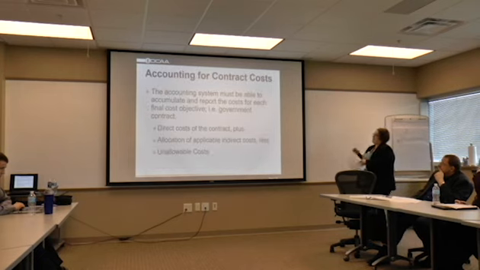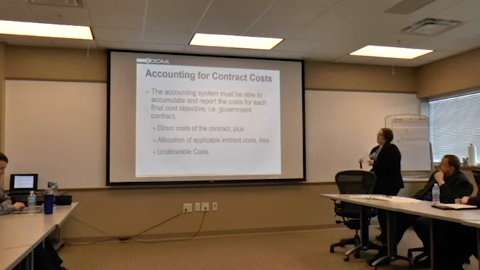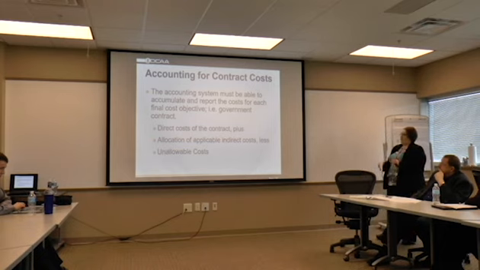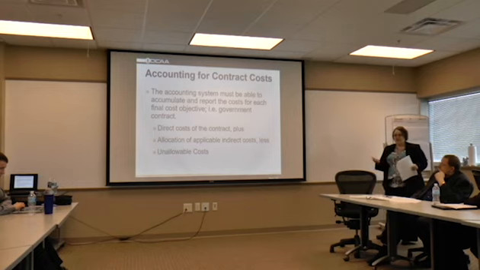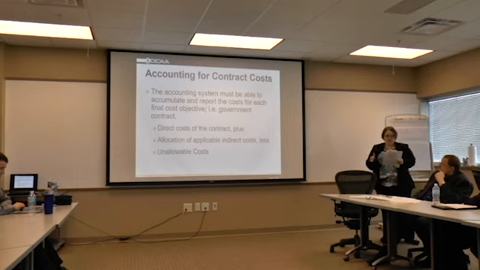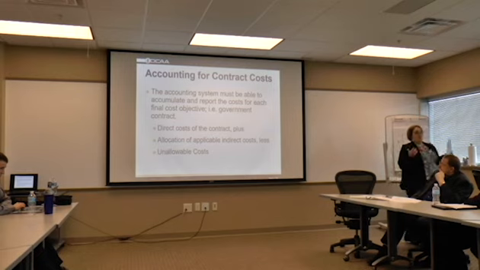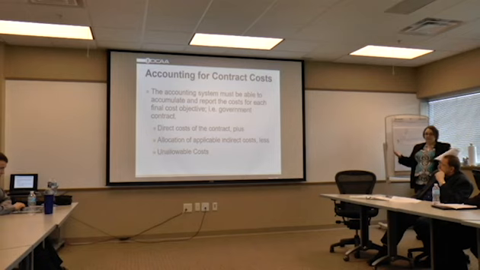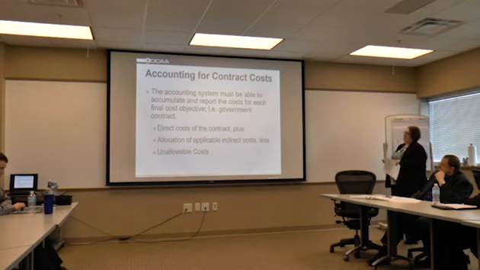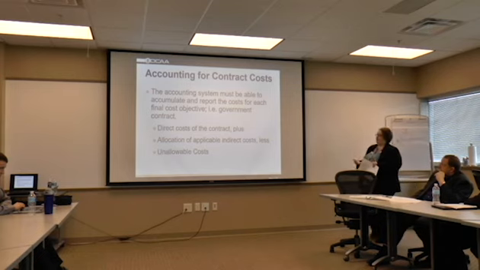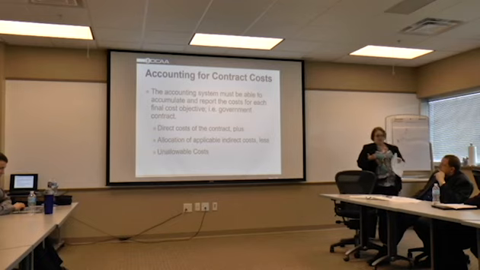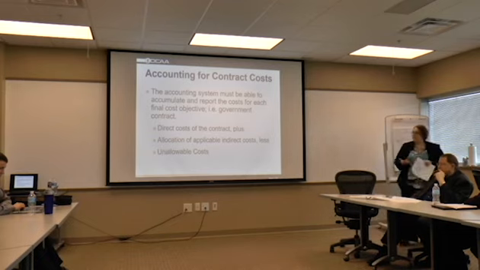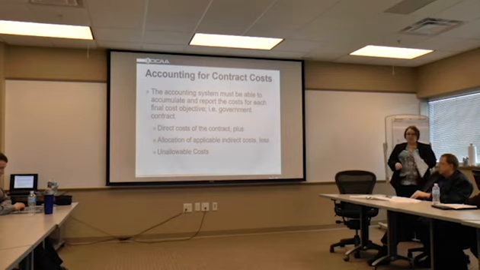So the accounting system must be able to accumulate and report costs for each final cost objective, for instance, government contract or commercial contract. So it must accumulate costs for all contracts, not just government contracts. All the business operations need to be accumulated: direct cost of the contract plus applicable application of indirect costs, and of course, less unallowable cost. Any questions on that?